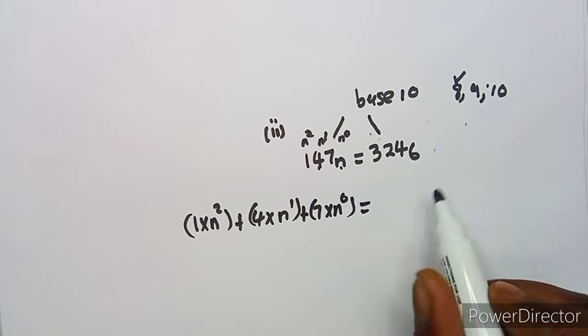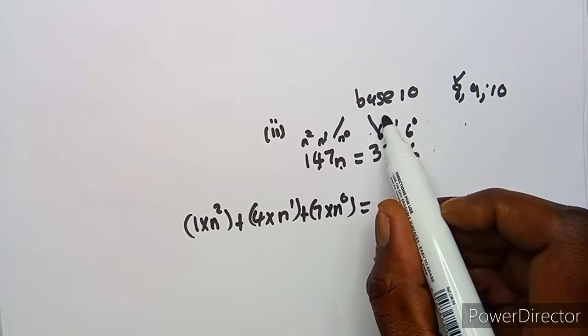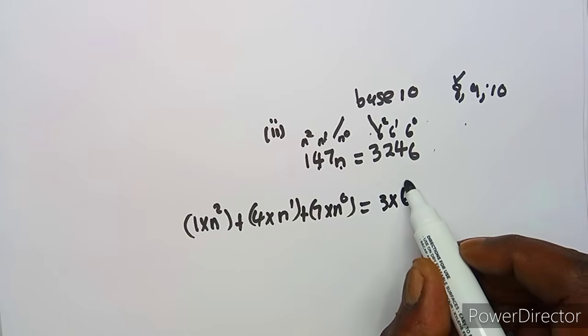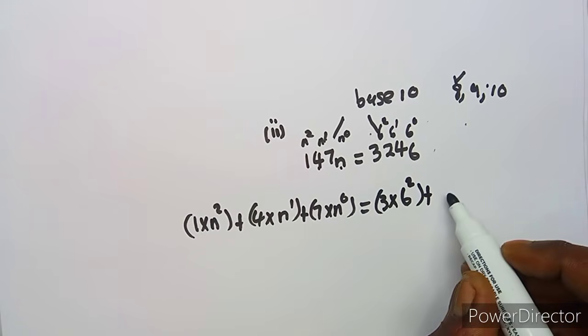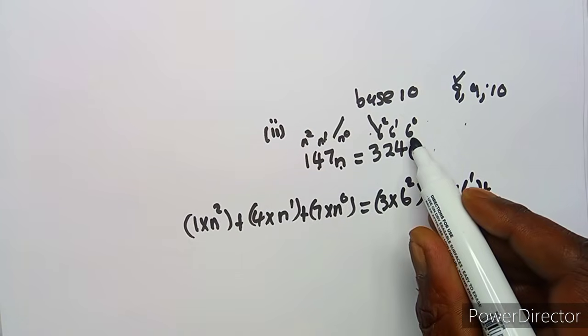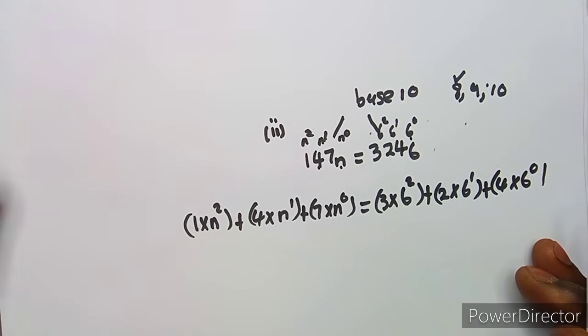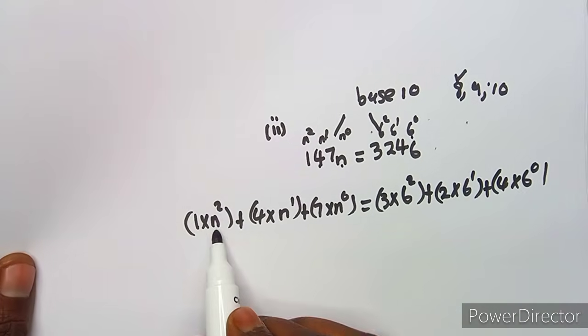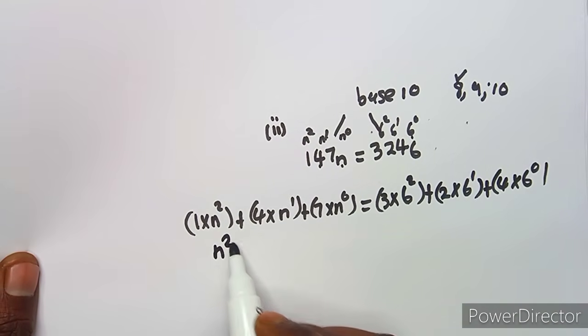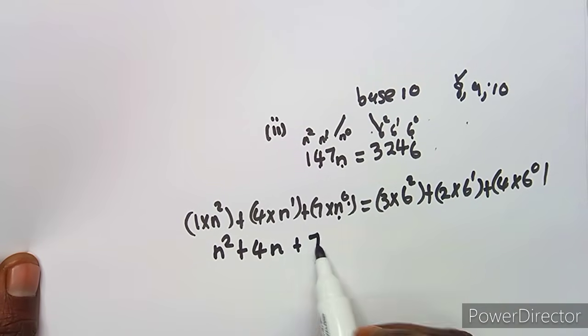Which is equal to, do the same here: 6 to the exponent of 0, 1, 2, so it's 3 times 6 to the exponent of 2, plus 2 times 6 to the exponent of 1, plus 4 times 6 to the exponent of 0. Now combine the values here: n to the exponent of 2 times 1 is n squared, plus n to the exponent of 1 is just n, so 4 times n is 4n. Any number to the exponent of 0 is 1, so 1 times 7 is 7.